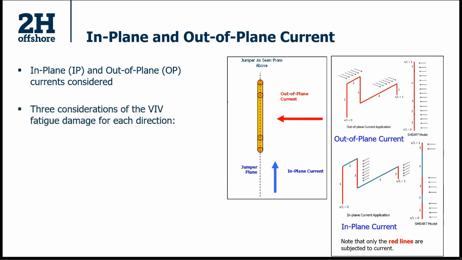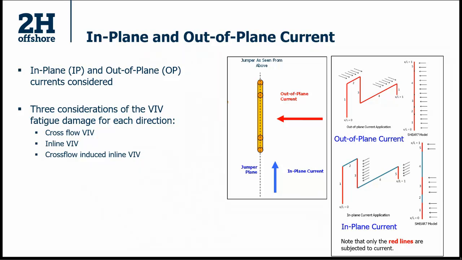Another thing to consider is you have two directions of current, but each of these directions can cause cross-flow VIV, inline VIV, and cross-flow induced inline VIV. So basically there are 6 sources of fatigue. You have 2 directions and each direction causing 3 types of VIV. And that's what you do in a jumper VIV analysis.